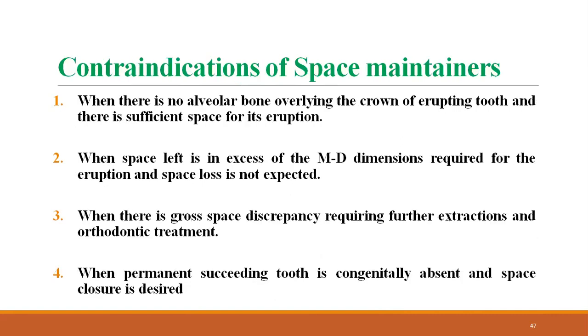So, contraindications of space maintainers: when there is no alveolar bone overlying the crown of the erupting tooth and there is sufficient space for its eruption. When the space left is in excess of the mesiodistal dimension required for eruption and space loss is not expected. When there is a gross space discrepancy requiring further extraction and orthodontic treatment. When the permanent succeeding tooth is congenitally absent and space closure is desired.